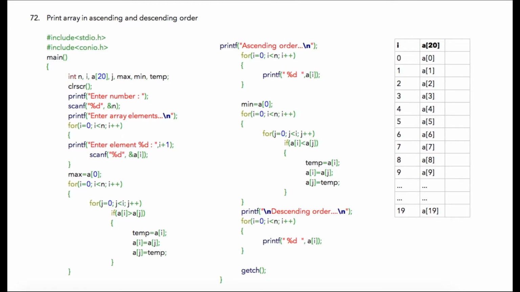In this program, we are going to print an array in ascending or descending order. So in the program, we have an array of size 20. i and j are my looping variables. I'm using max and min as two variables to store the maximum and minimum value during the loop. And I'm using a temp variable as a third variable to swap two numbers when it is required to swap. And n is our number where we are asking the user to enter the number of elements he is going to enter. So I'm asking the user to enter n over here.